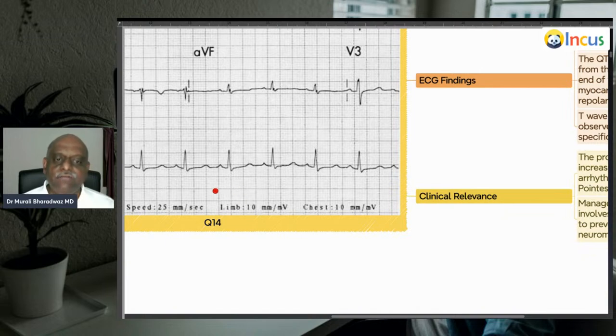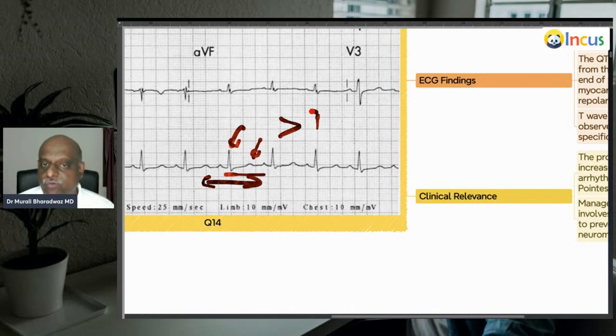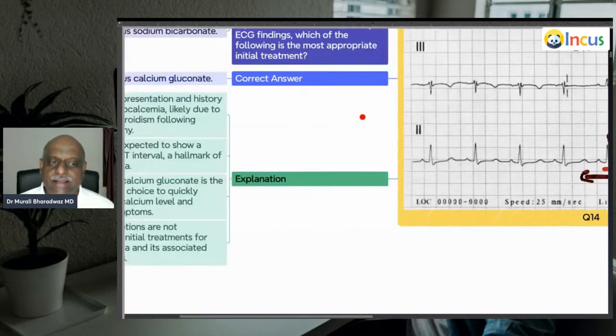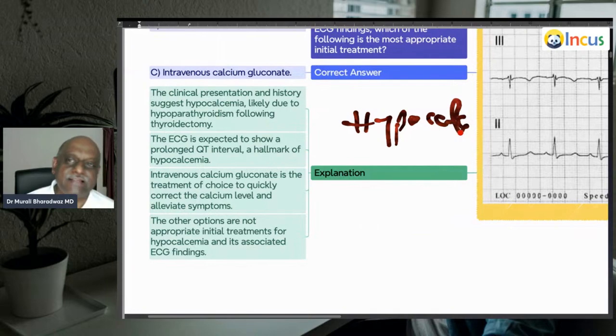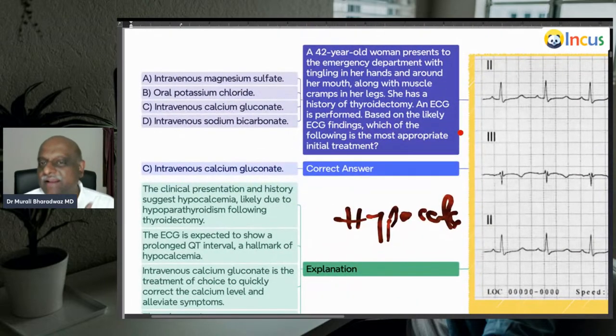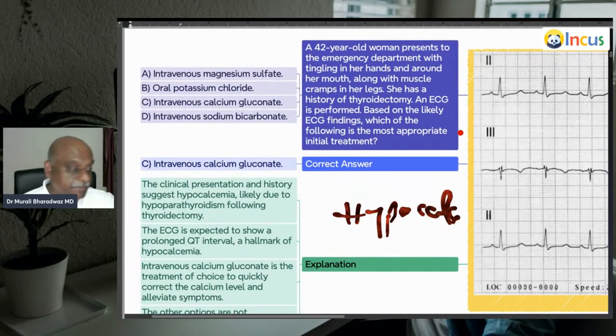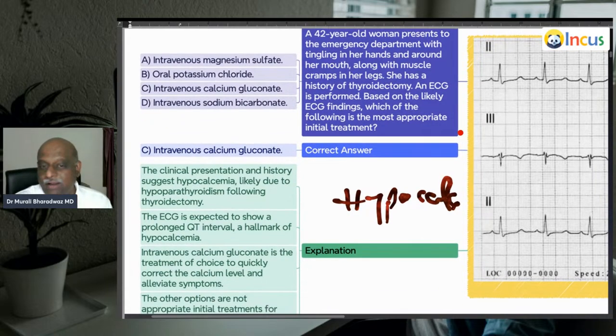The prolongation of the QT interval, right? Between the Q and the T, prolongation of the QT interval to more than 420 milliseconds is a very important clue, which is the hallmark of hypocalcemia. Because of the hypocalcemia, she's having all that carpopedal spasm, tingling, etc. History of thyroidectomy. At that point of time, probably the surgeon knocked out even the parathyroid glands, probably responsible for her muscle cramps and perioral tingling.